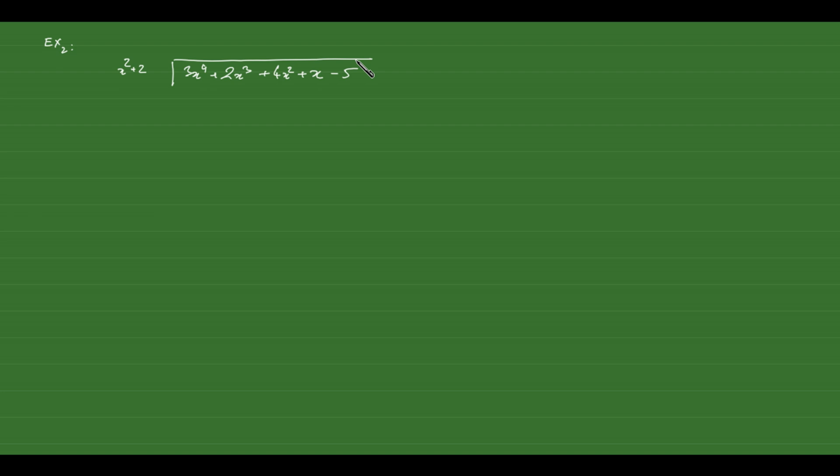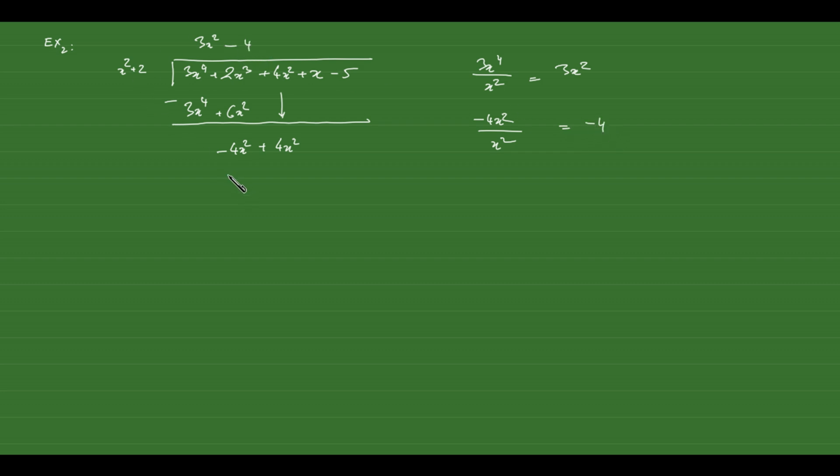Okay, let's do it. I pick the first term here and the first term over here. So you have 3x to the 4 divided by x squared, which is 3x squared. You multiply them back, which is 3x to the 4 plus 6x squared. Do subtraction, which gives you -4x squared, and you drop this down. Now -4x squared divided by x squared. Take the first term here and the first term here, which is -4.